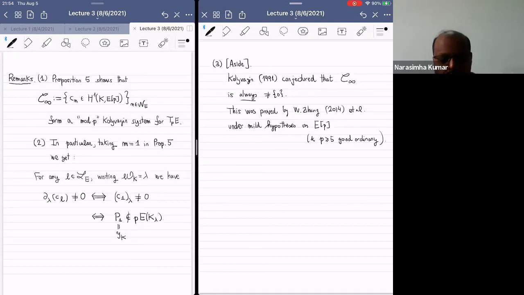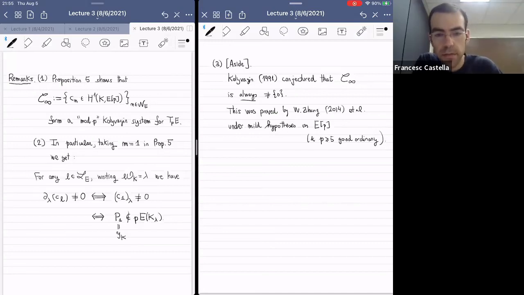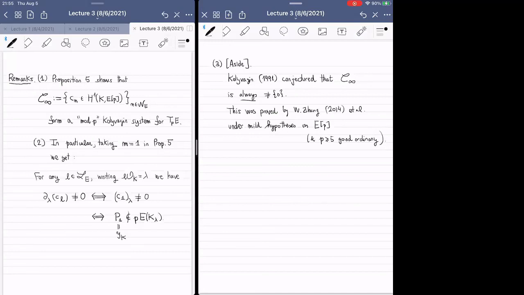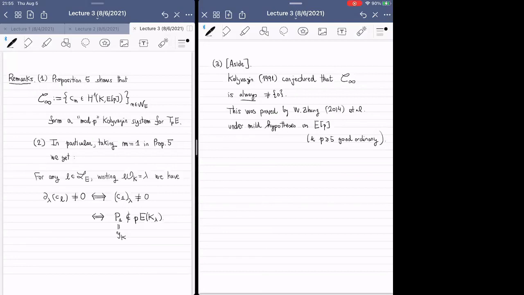Are there any more questions, comments, remarks? Yeah, I have a quick question. So you spoke about this mod p Euler system, the Kolyvagin system. We know that Euler systems are rather sparse, right? You don't get too many Euler systems. But in the classical case of the known Euler systems, what can one say about the associated mod p version? What does one know about them and so on?